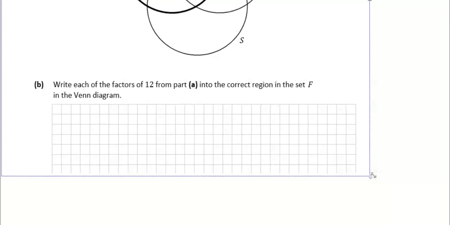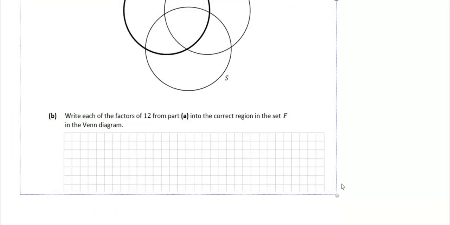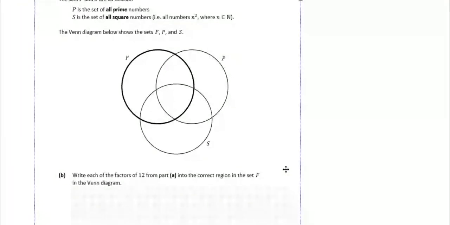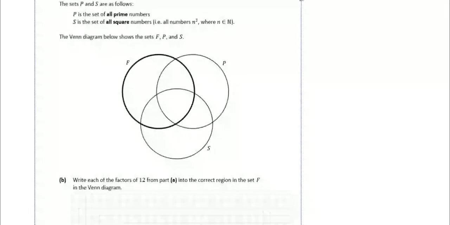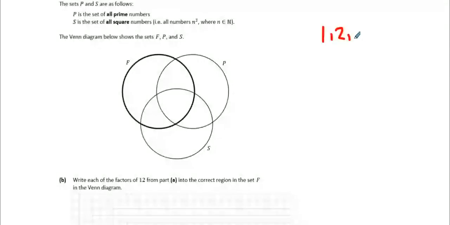Okay, so we're going to write down our answers from part 1, and we're going to put them into the diagram to see where they should go. So the factors of 12 are 1, 2, 3, 4, 6, and 12. First of all, we're going to look at prime numbers. The only two prime numbers are 2 and 3.